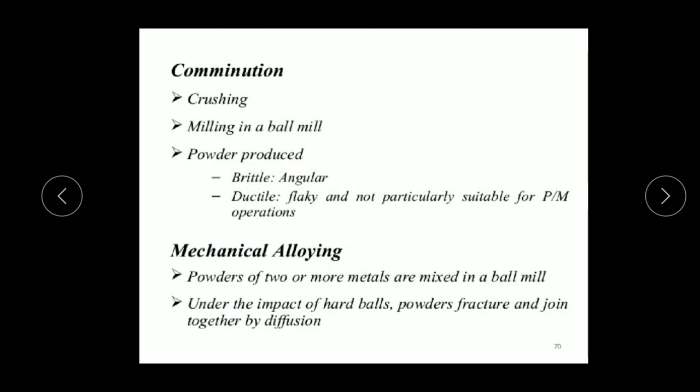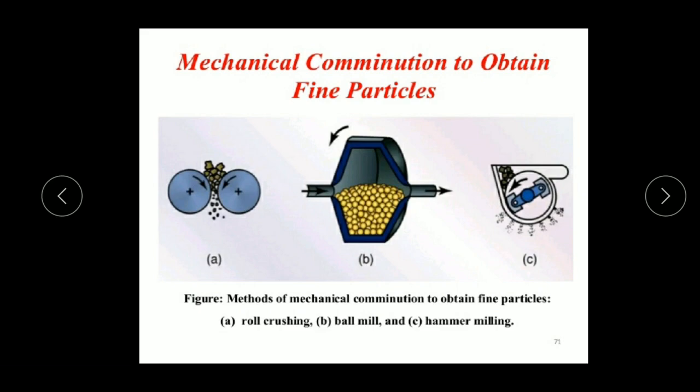mechanical alloying method. Alloying means the powders of two or more metals are mixed in a ball mill. Under the impact of hard balls, the powders fracture and join together by diffusion. So it is called the alloying method, or alloying of powder method. It is mechanical comminution to obtain fine particles.